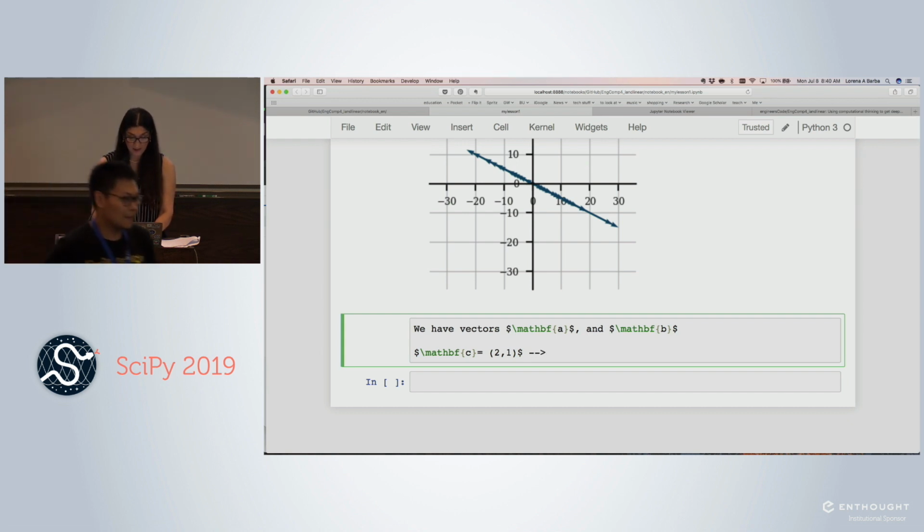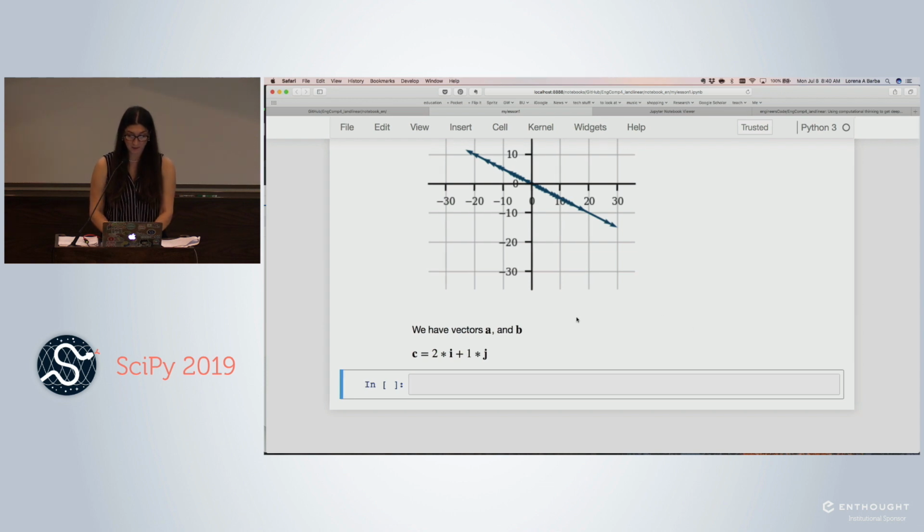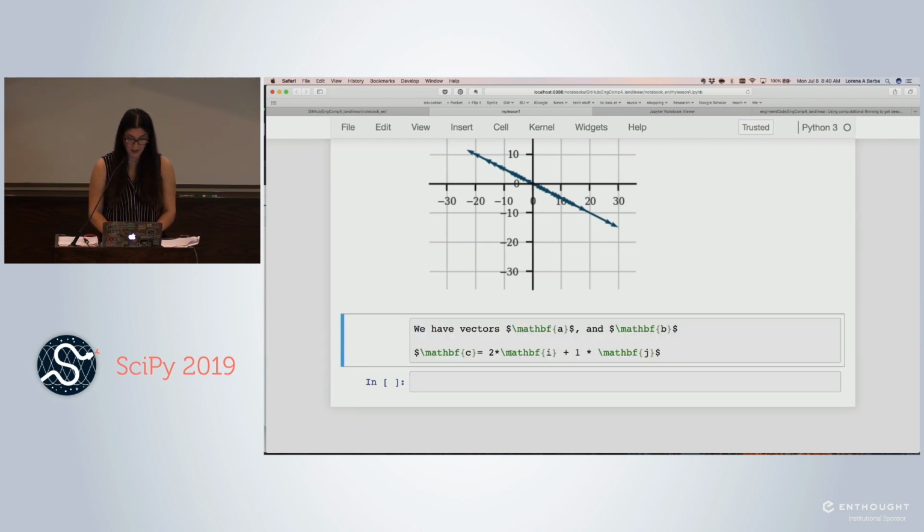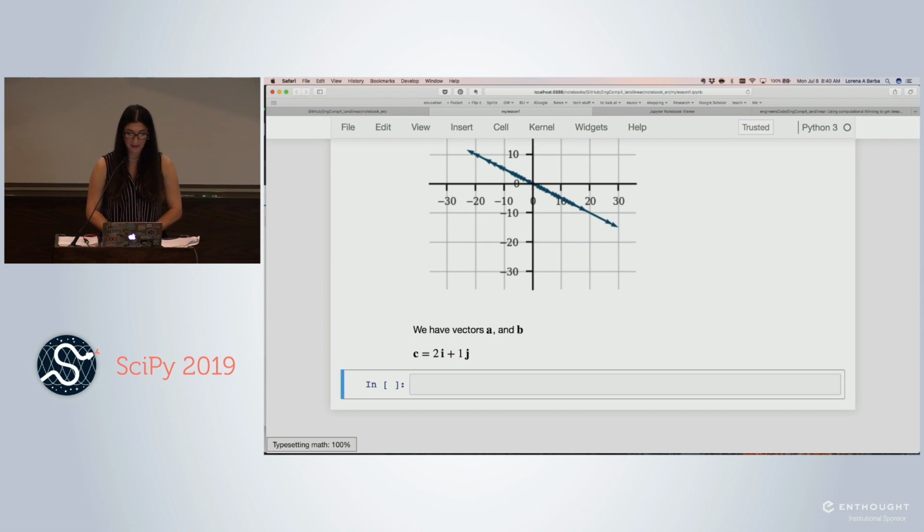So we could write that as a linear combination of i and j. So C is equal to 2 times i plus 1 times j. Yes, 2 and 1. That is the linear combination of i and j that produces C. So, 2i plus 1j. So now imagine that we use the components of C, 2 and 1, to make a linear combination of A and B.